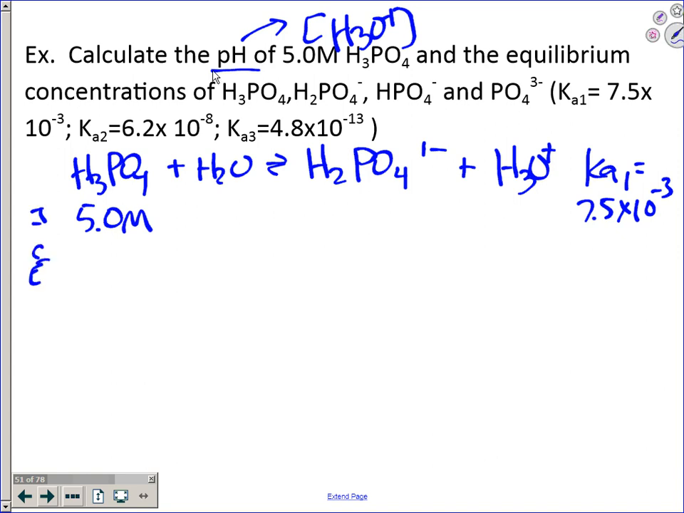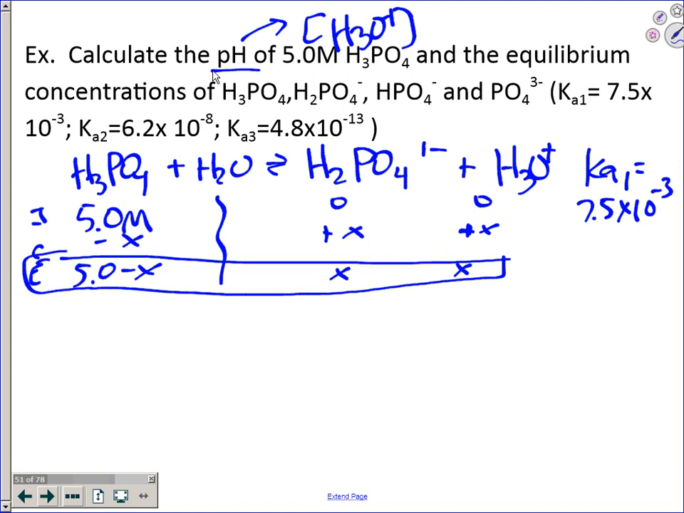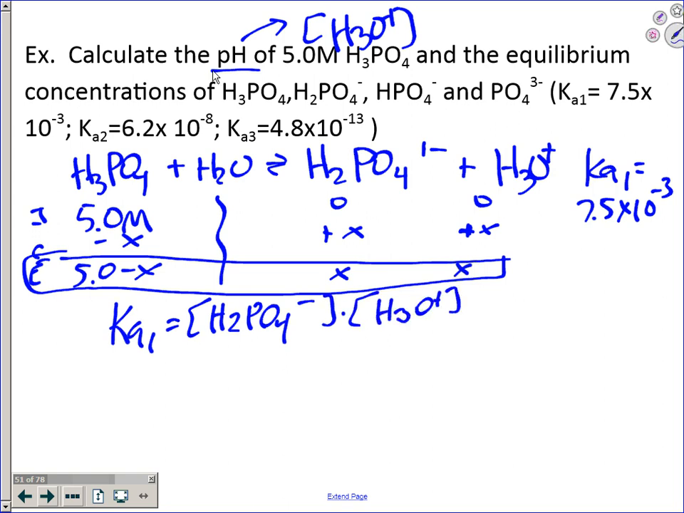So let's ICE it up and ignore water. 0, 0 for both of the ions initially. Subtract x, add x, add x. This is like deja vu, we've got this. So 5.0 minus x, x, and x. This is our equilibrium set of values. Now I need to set up my Ka1 expression. You get the H2PO4 1 minus concentration times the hydronium concentration over the phosphoric acid concentration.